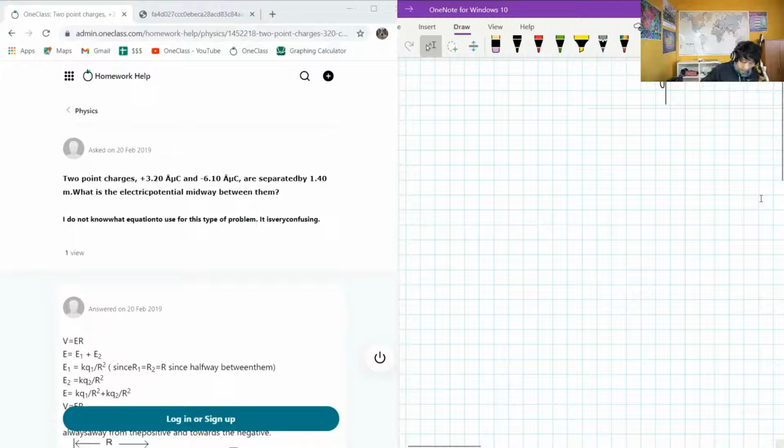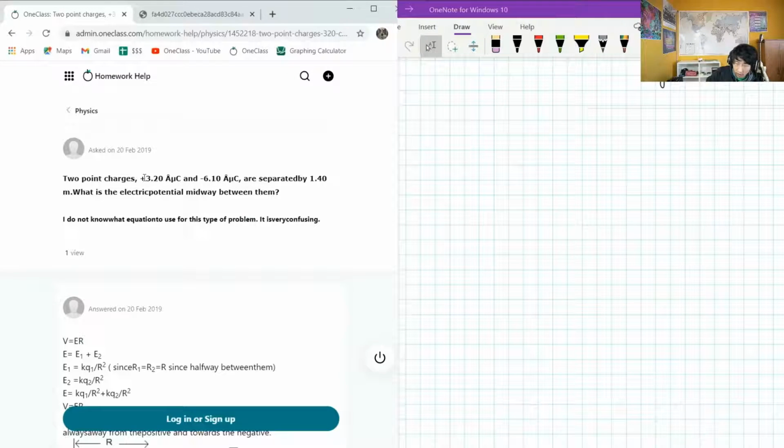Okay, so this is the next question that we have on the menu today, and it's asking us about 2 point charges. One is 3 microcoulombs, ignore the A accent circumflex, and the other one is 6.1 microcoulombs, and they are separated by 1.4 meters. We are looking for the electric potential midway between them. Okay, so let's actually draw a diagram to represent what this situation is.